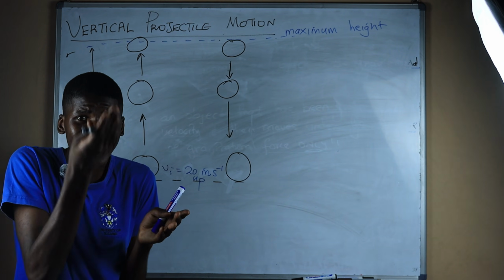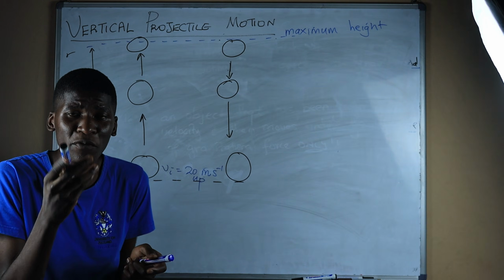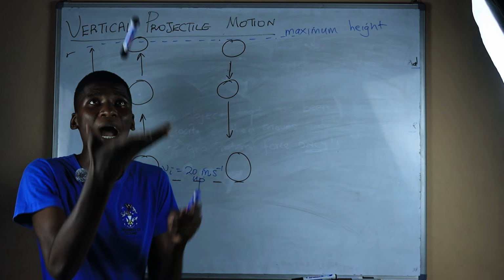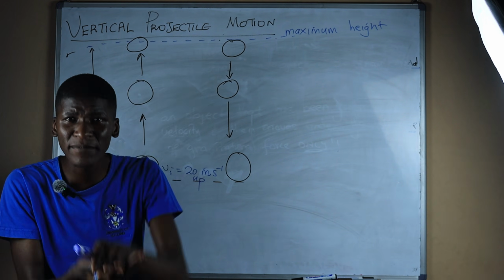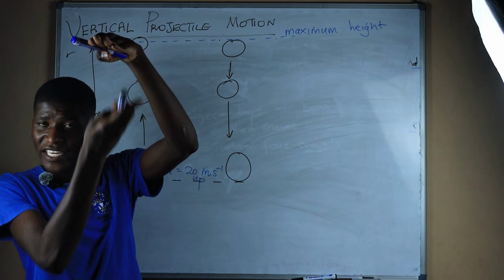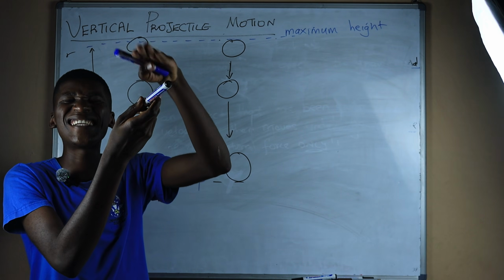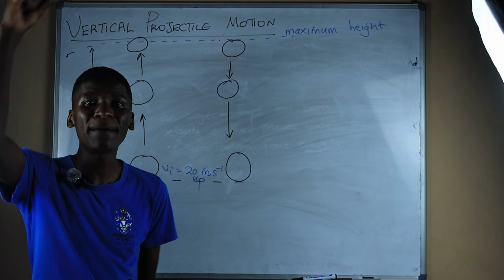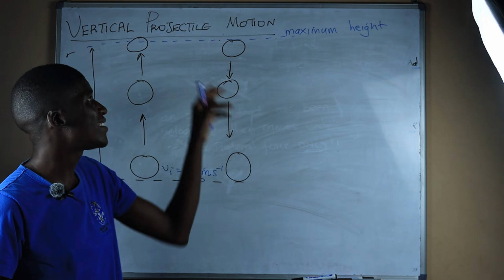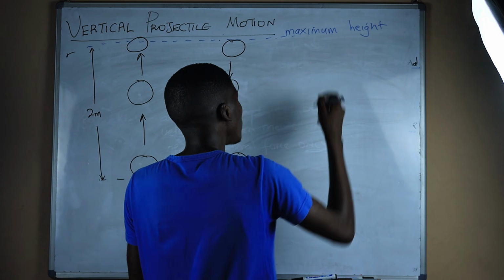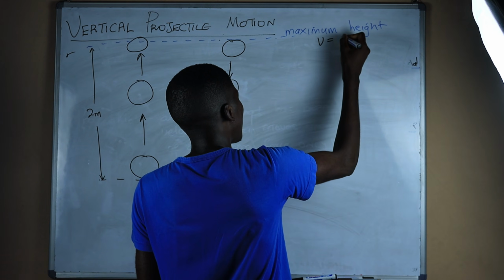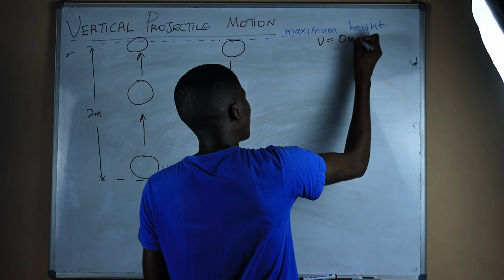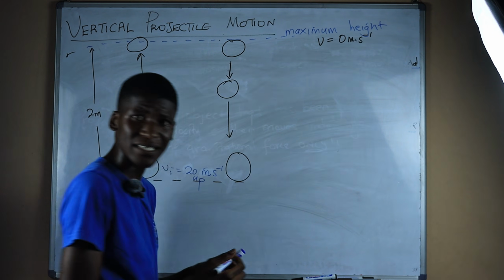For example, this marker here, I will make this example a million times. When I throw it up, it reaches this point and it comes back. At that point, at the maximum height, it stops for a moment and it comes back to my hand again. So we say that at the maximum height, what we need to know is that the velocity at the maximum height is 0 meters per second.